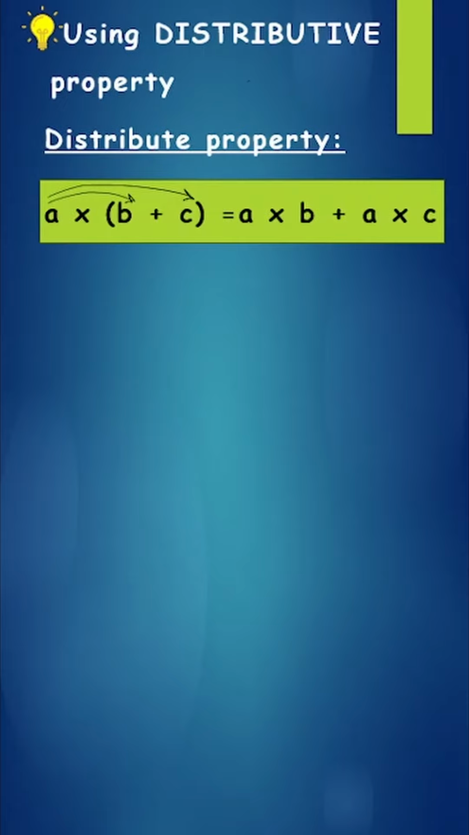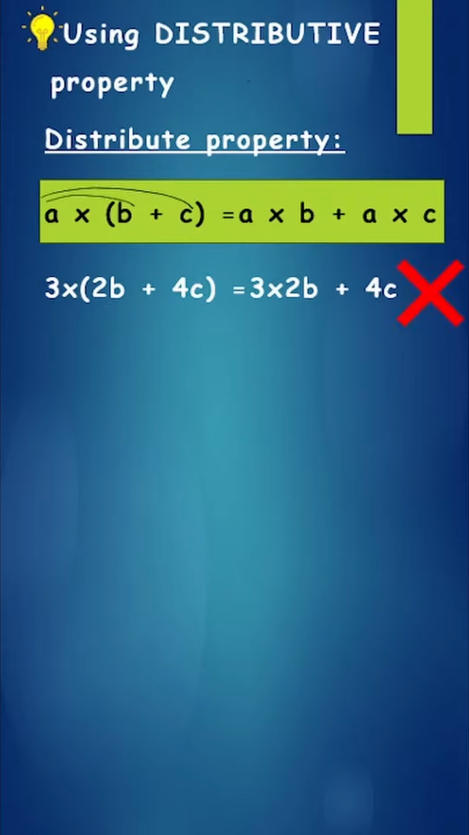Now let us see the common mistakes which students do. For example, if 3 times 2b plus 4c is to be done, many students only multiply this 3 with 2b and not with the 4c. This is incorrect, dear students. So what is the correct method of doing that?